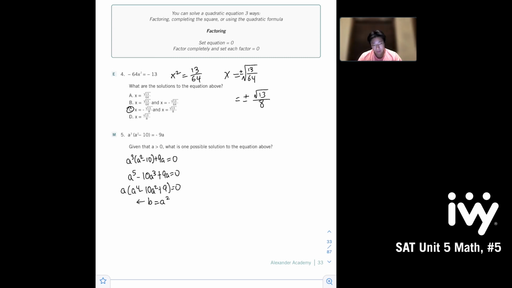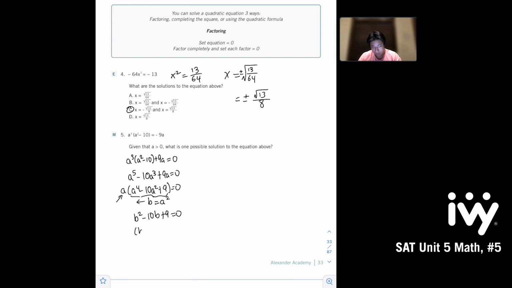So since it's just equal to a squared, we can go ahead and rewrite this section right here in the parentheses. We're going to leave the a out here alone for now, but we'll come back to it at the end. So rewriting this, we get b squared minus 10b plus 9 equals 0. This is something we can factor.